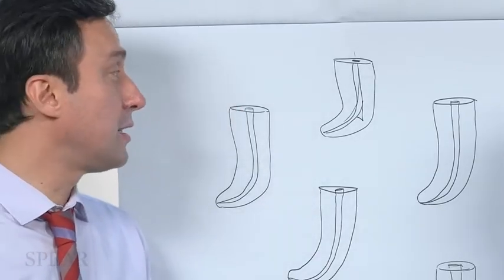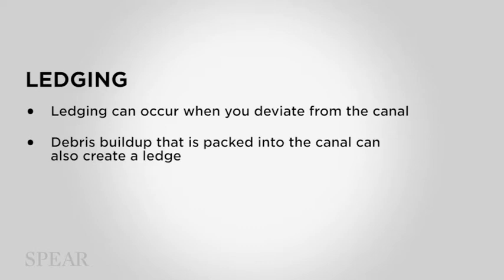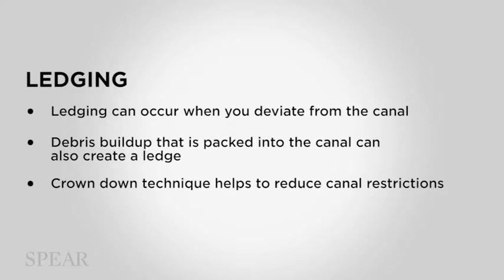Now, true ledging is when you actually deviate slightly from the main canal. You can also get a ledge if you're packing debris into the remaining canal. So you consider it a ledge, but it's actually a blockage. It's a block, yeah. So the best way to avoid these things, as we mentioned, is to use a crown down kind of technique, in which you're removing first the top part of the canal. You remove restrictions from the top so that you can have a better chance of negotiating around curvatures, as well as, as we mentioned, the use of the SSC. Single stroke and clean will remove the debris that you cut, so you don't end up packing it down into the remaining portion of the canal.